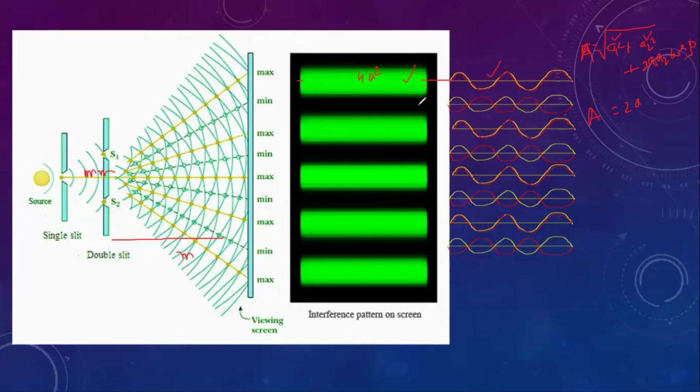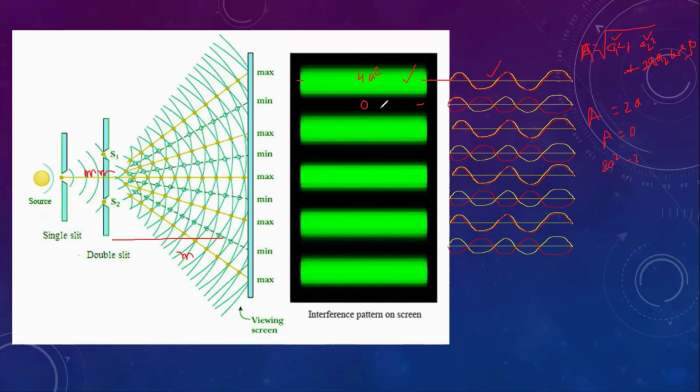Whereas in the dark case, the opposite phase means phi is 180 degrees, so cos phi is minus 1. That means 2a square minus 2a square will come. That means the amplitude for the dark case is 0, so the intensity becomes 0. Intensity of light being 0 means there is no light.